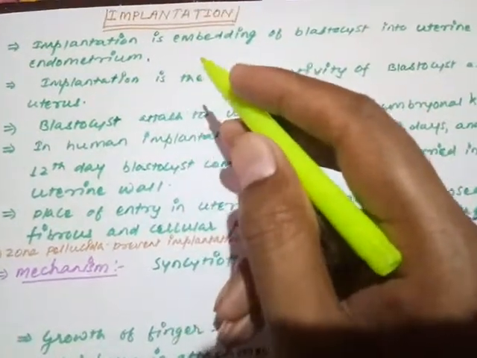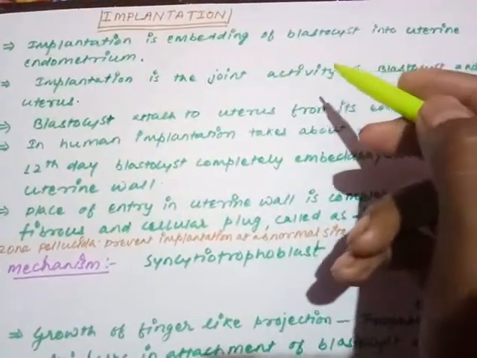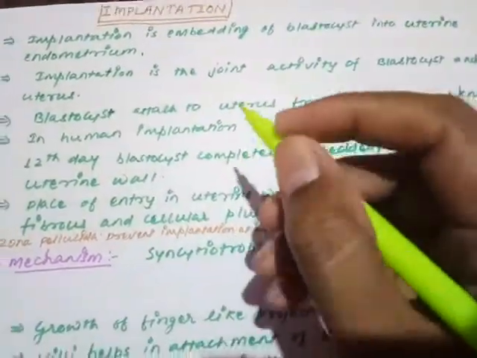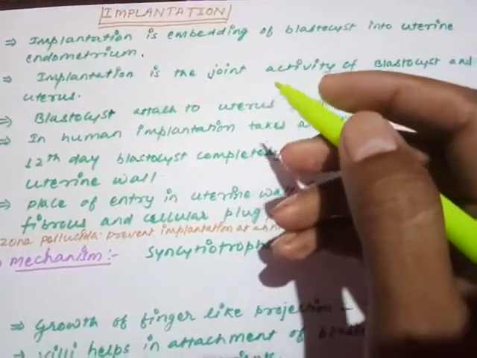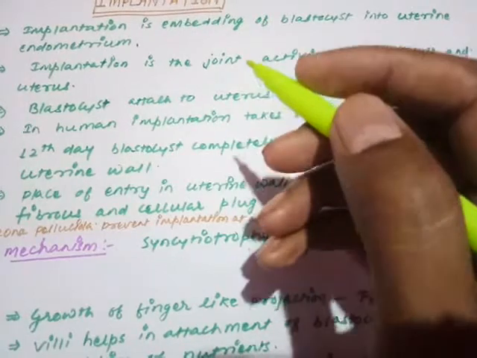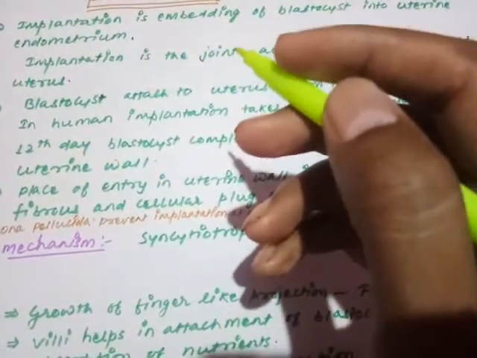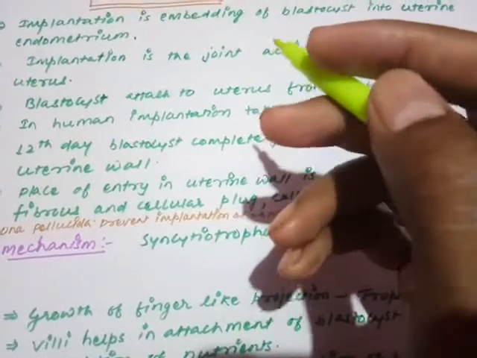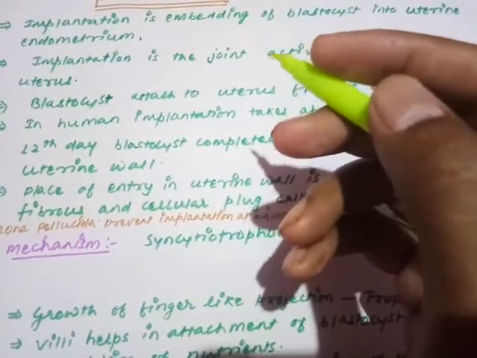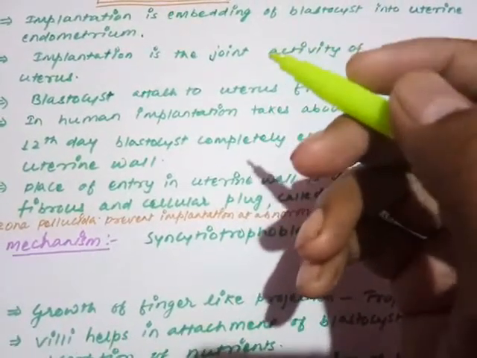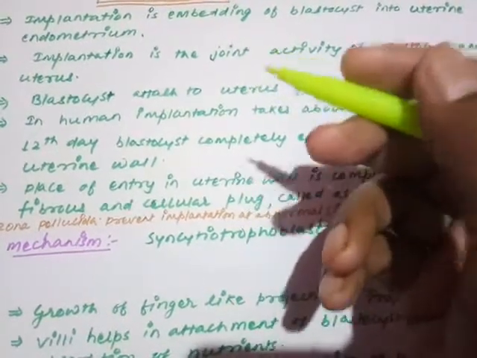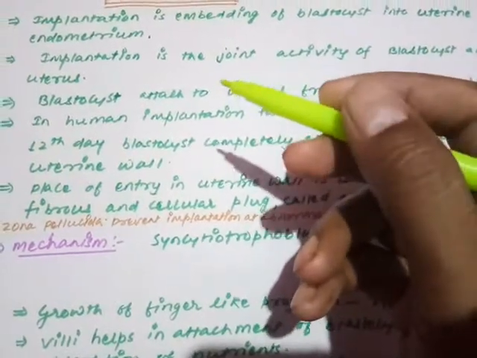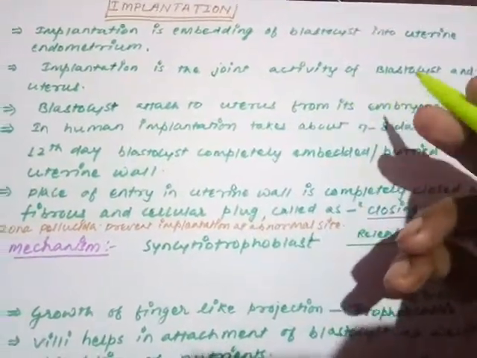So what is implantation? Implantation is the embedding of the blastocyst into the uterine endometrium, where the process of attachment occurs in the endometrium layer only. Remember, my dear child, implantation is not an activity carried out by the blastocyst alone; the endometrium is equally responsible for the attachment of the blastocyst. So implantation is a joint activity of both the blastocyst and the uterus.